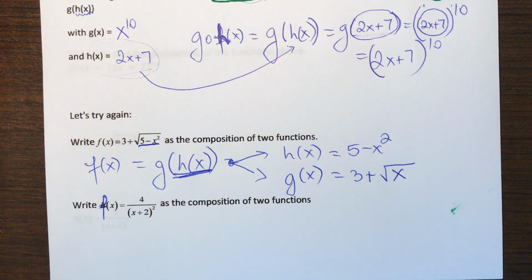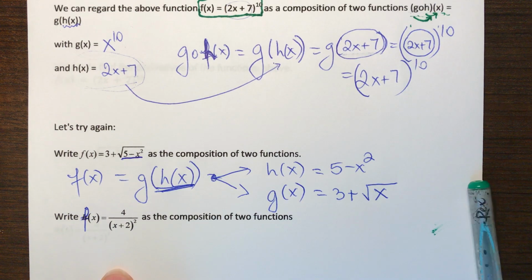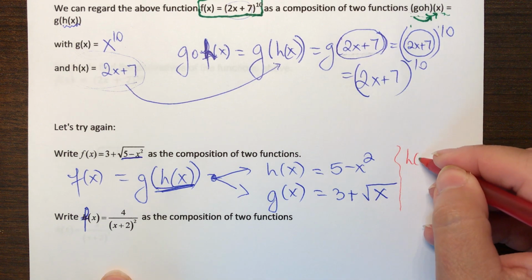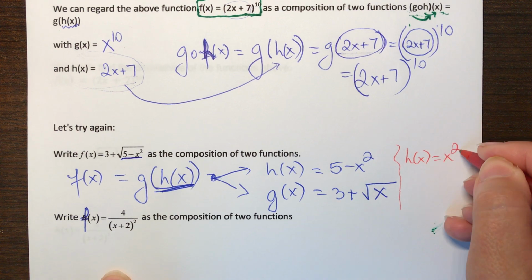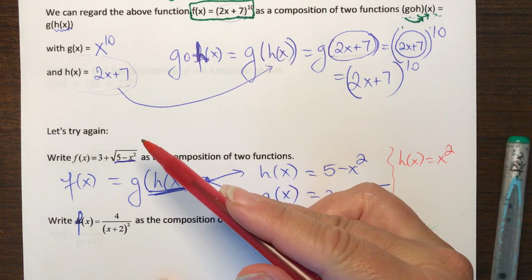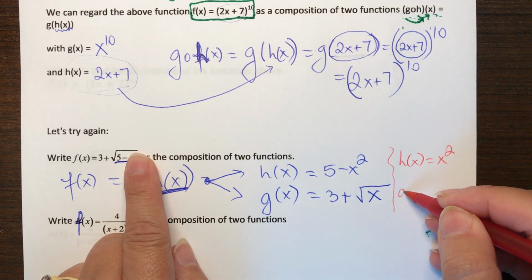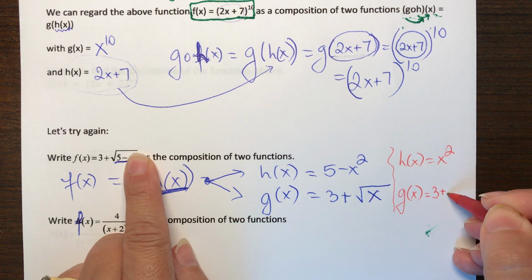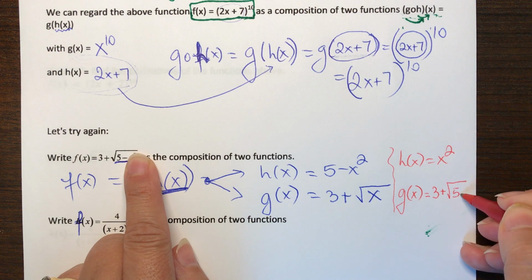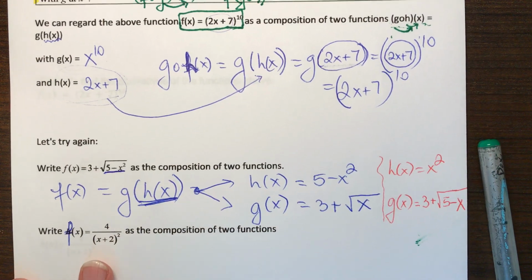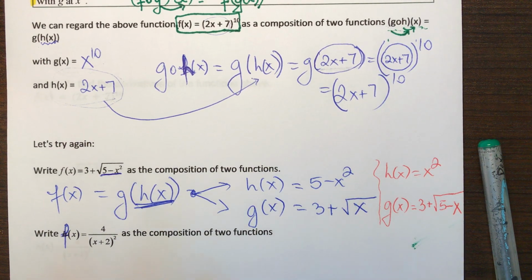All right, so we put it together. Could you have done something else? Yeah. I could have said, let h of x just be x squared. That's a simple, basic function. So this is all I'm taking care of. What's left for the function g to do is the 3 plus the square root, the 5, and the minus, and I took care of the x squared. So that's already done. This, I think, is better.